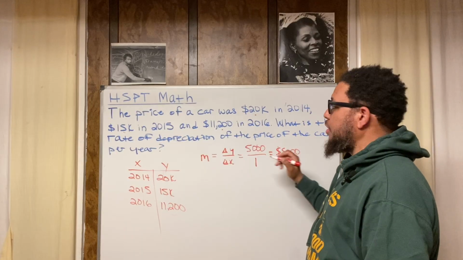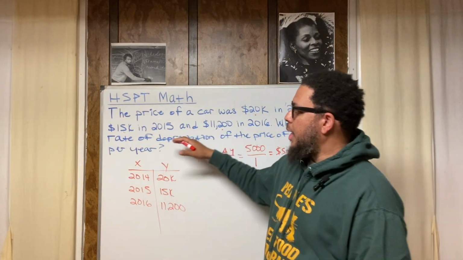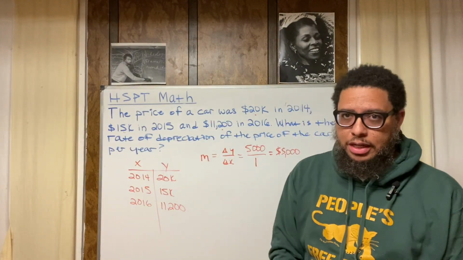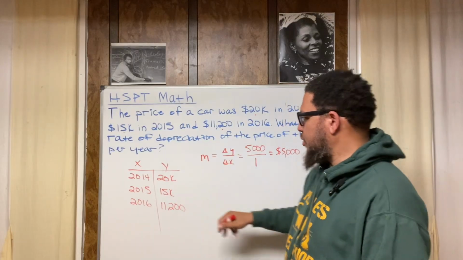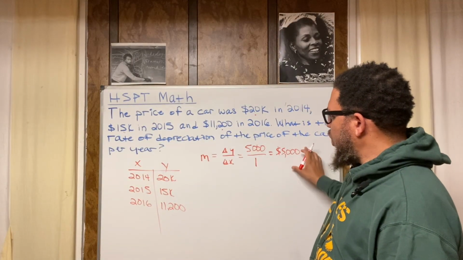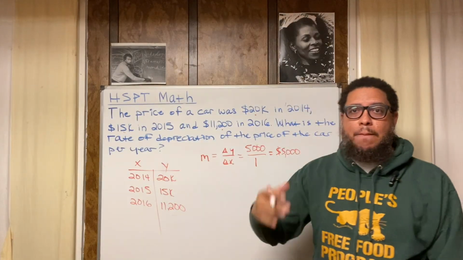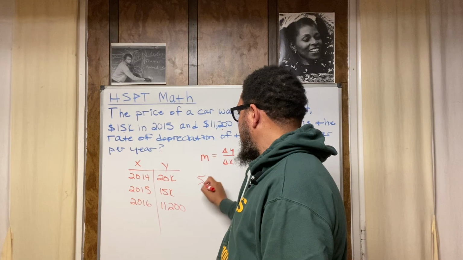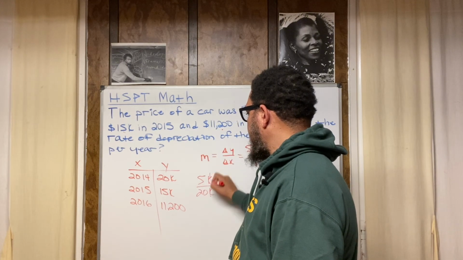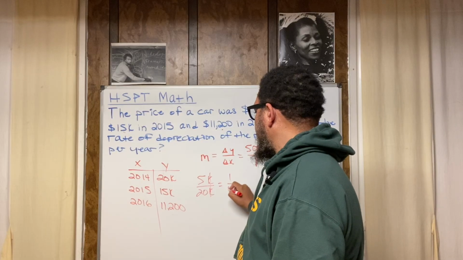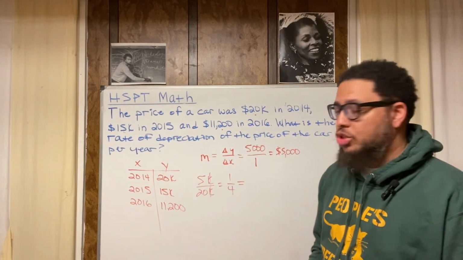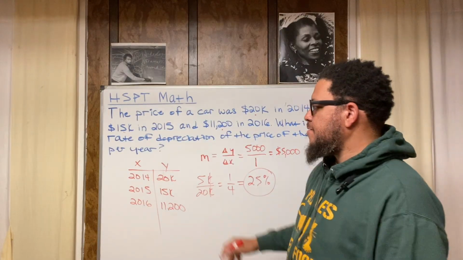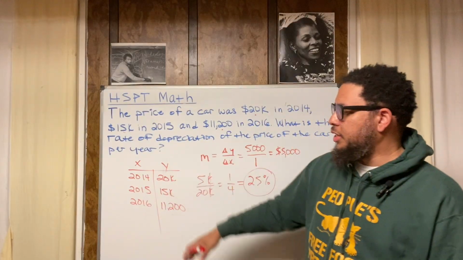Now, the rate of change, though, the rate of depreciation, right? As a percentage, it's another thing I got to add. The rate of depreciation would be the percentage of the original amount. So it changed by 5,000, but what percent is 5,000 out of 20,000? 5K over 20K. The K's cancel out. 5 out of 20 is 1/4. 1/4 is the same thing as 25%. So from 2014 to 2015, it depreciated by 25%.